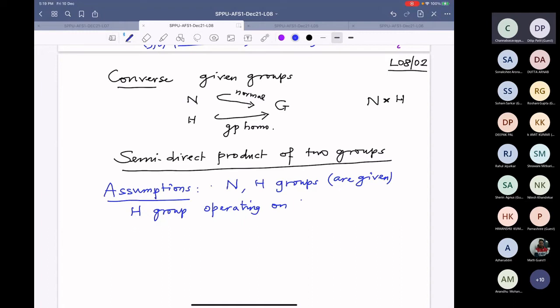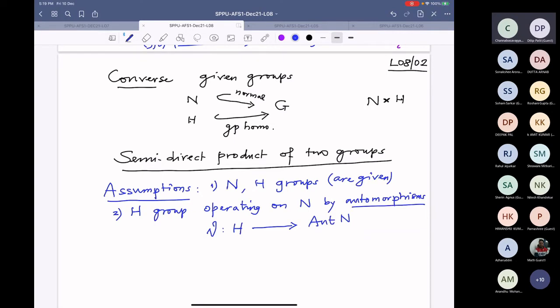And in addition to this, I am assuming this. H is a group operating on N by automorphisms. And what does this mean? The action homomorphism theta should be a map from the group H to the automorphism group of N. Is that clear? That is the meaning of operating by automorphisms.